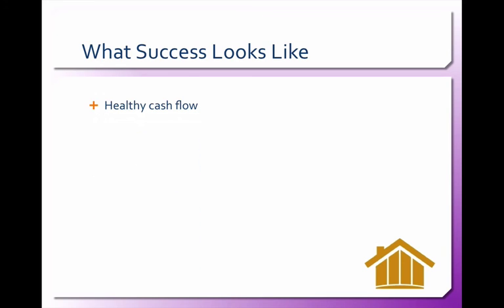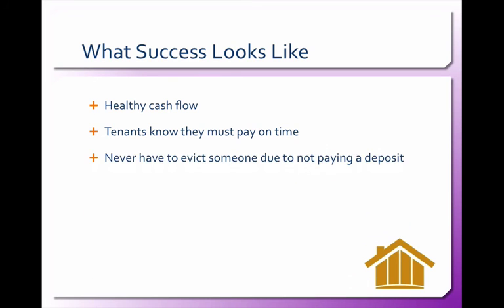So here's what success looks like. Again, you have healthy cash flow. Healthy cash flow means that you always have cash on hand. You have money going out after the money's already come in. Tenants know they must pay on time. There's no exceptions to this. Before they step 1 foot in that house, they already have a deposit down. They'll have the first month's rent. No problems. With no problems there, you're collecting month to month, and they know on the 1st is due, or there's going to be problems.